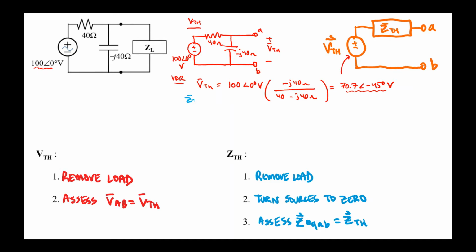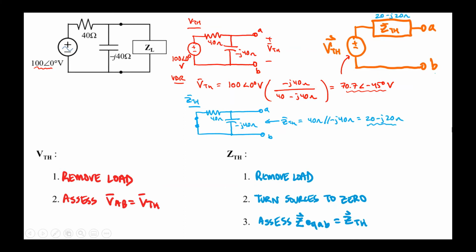For Zthevenin, I need to do two things in my drawing. I need to remove the load, and then I also need to turn the sources to zero. I have a voltage source, so that means I need to make it a short. We can see that Zthevenin here is the parallel combination of the 40 ohms and the minus J40 ohms because the short gets absorbed into node B. If I do that parallel combination correctly, I get the answer 20 minus J20 ohms. That's the value of Zthevenin.